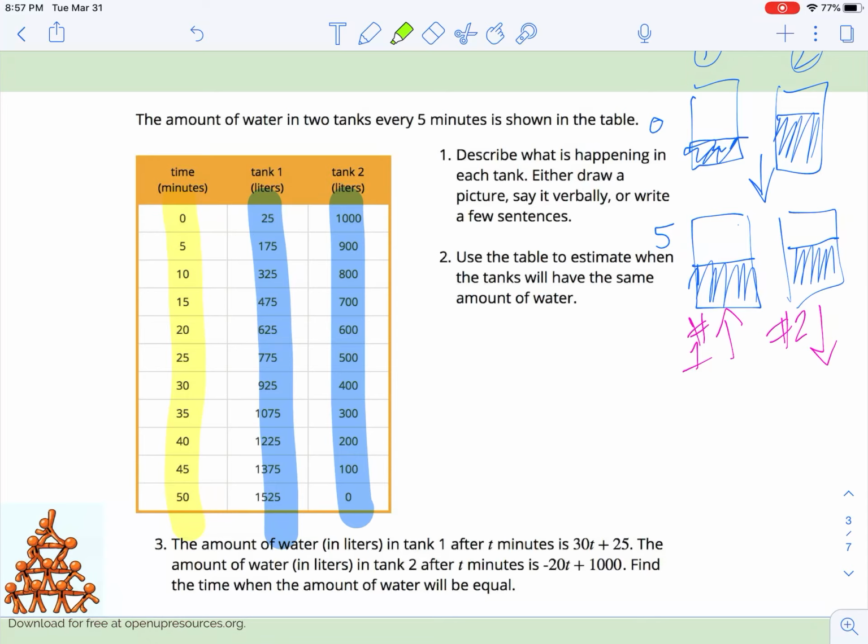And then at 20 minutes, I see 600 and 625, and then up above, one is at 700, one is 475. So that means somewhere between 15 and 20 minutes, where it's green, is when the tanks have the same amount of water. So use that to help explain number 2.